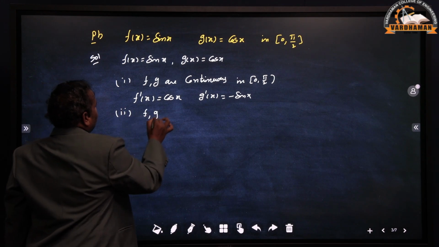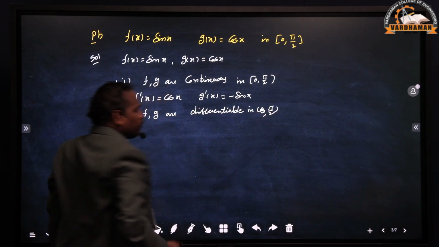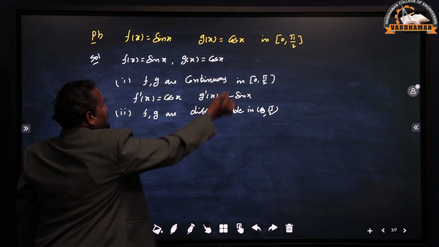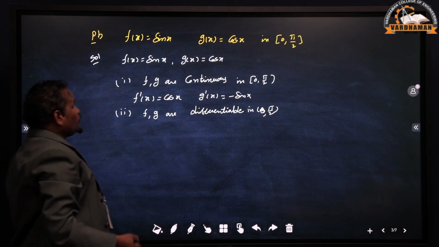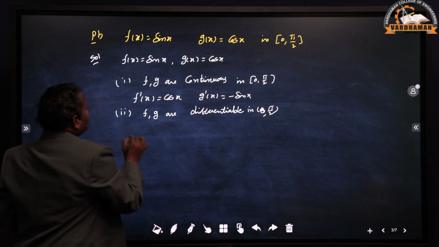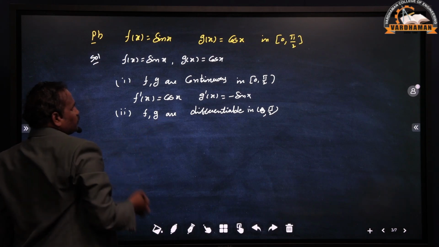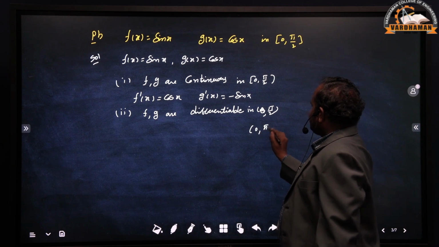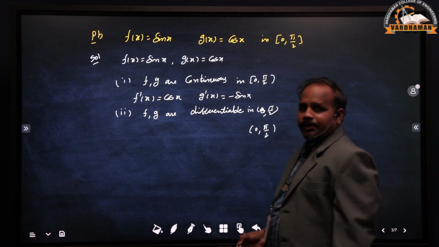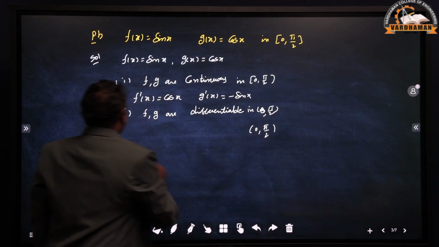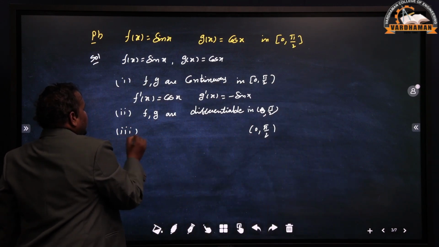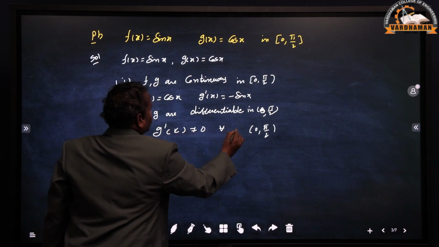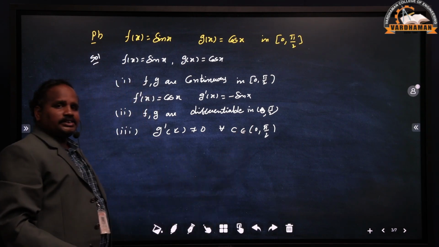f and g are differentiable on (0, pi/2). Third condition: g'(c). If you observe the open interval (0, pi/2), the value is not equal to 0. Here we have the closed interval, but we need to show this for the open interval (0, pi/2). Open interval means endpoints are not included. So g'(c) is not equal to 0 for all c belonging to the open interval (0, pi/2).